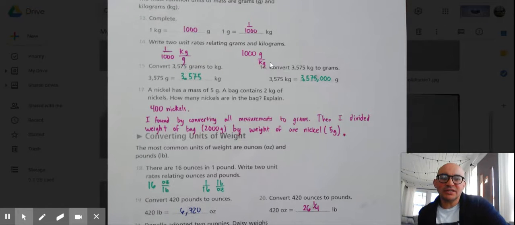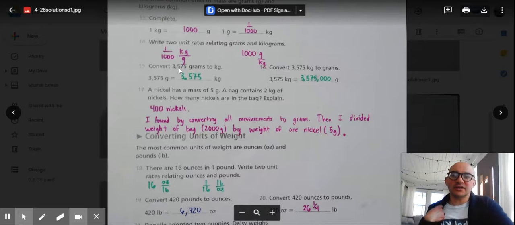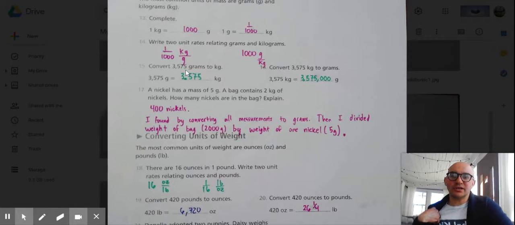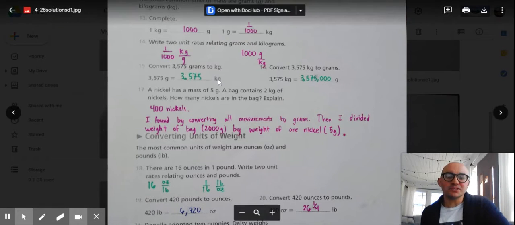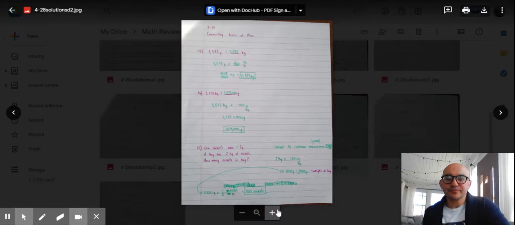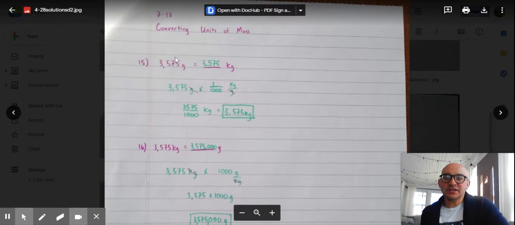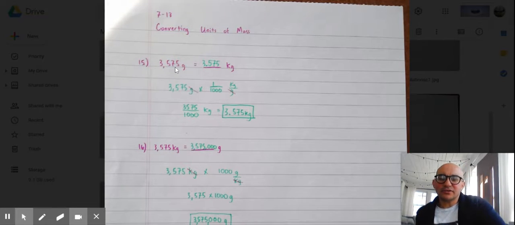So number 15 and 16 here, on the first set of problems, we're converting grams to kilograms, and the second problem, kilograms to grams. And so let me take you to my paper where I do a little showing of my work. So problem 15, 3,575 grams equals how many kilograms?